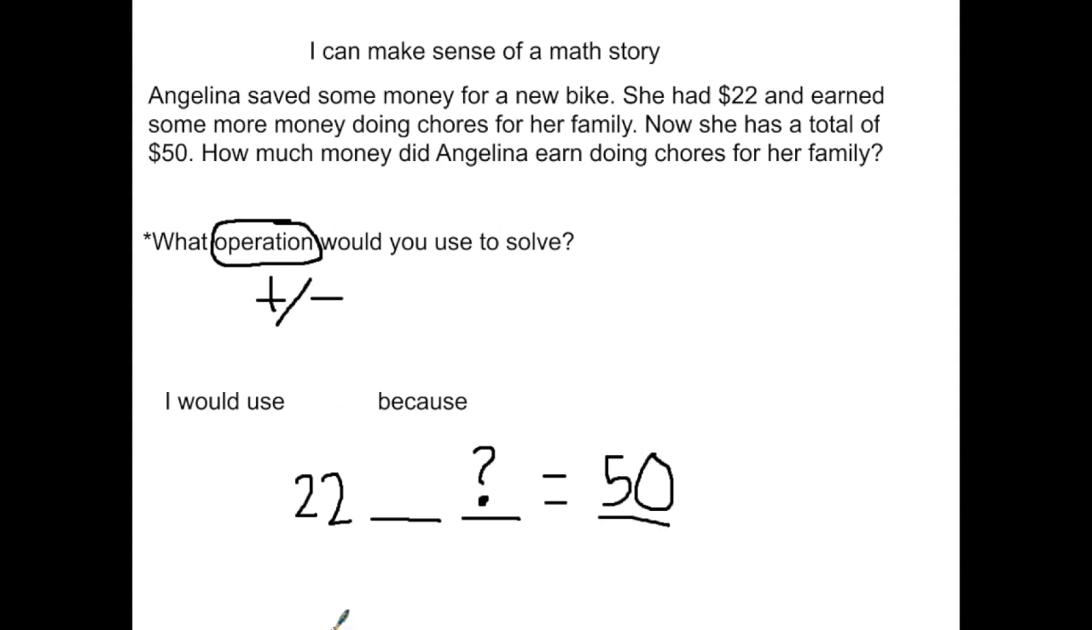Could I solve it another way? What if I started with her total, 50, had an operation, equals the unknown quantity? How could I figure this one out? What would I do to these two numbers to figure out my unknown quantity? Would I add them or would I subtract? That's up to you to find out.